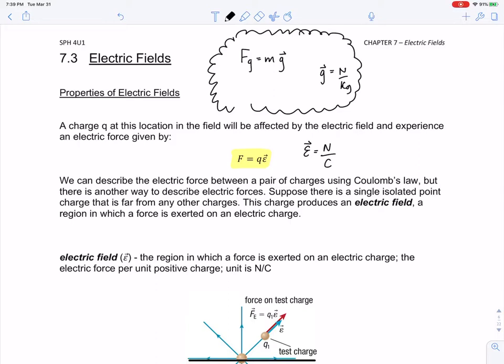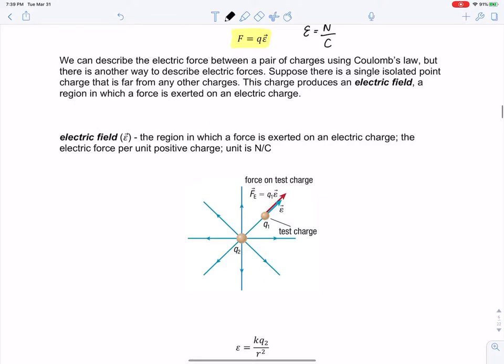We can describe the electric force between a pair of charges using Coulomb's law. But there's another way to describe electric forces. Suppose there is a single isolated point charge that is far from any other charges. This charge will produce an electric field, a region in which a force is exerted on an electric charge. The electric field is the electric force per unit positive charge, and the unit, as I mentioned above, is newtons per coulomb.